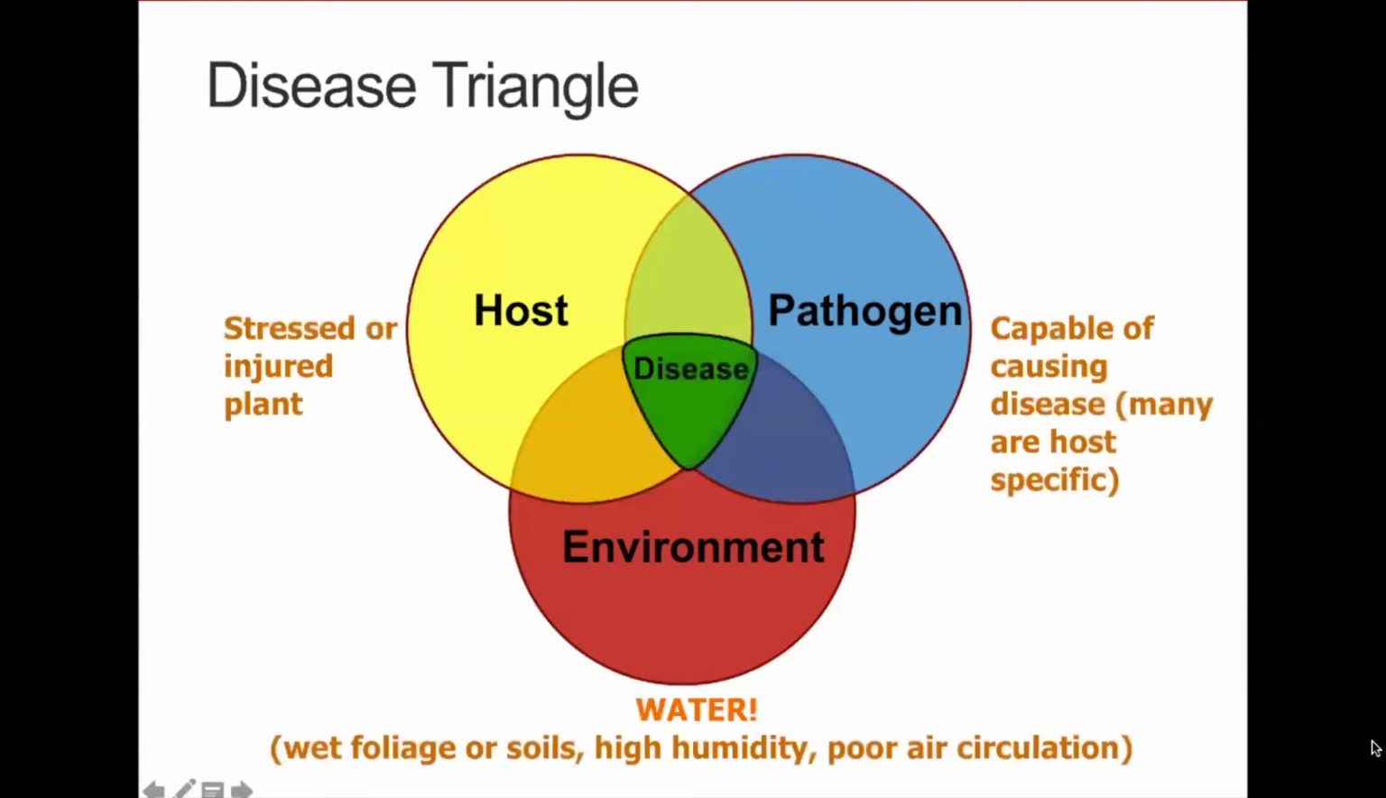And then here's a really good example. We have all three of them coming together, and you can see in the dead center that we have that disease that has been created. So we have the stressed or injured plant, the host, the pathogen, that disease that's causing it, and then the environment with the wet foliage or soils, high humidity, and then poor air circulation.